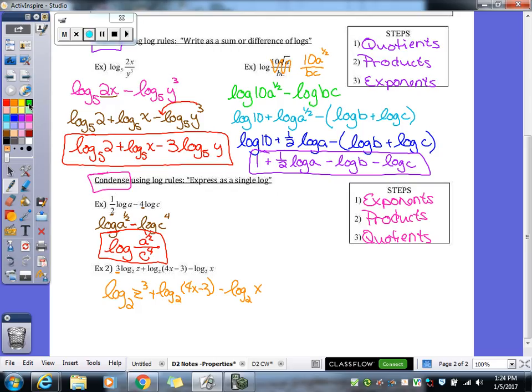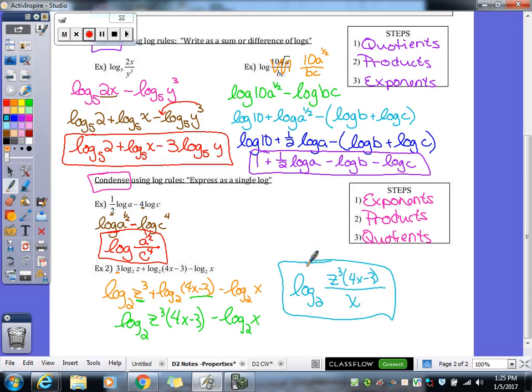So next we have our products, which would be my z to the third and my 4x minus 3, since their logs are added together. So log base 2 of z to the third, parentheses 4x minus 3, minus my log base 2 of x. And then the last step would be our quotient. So I have log base 2 of z to the third times 4x minus 3, all over x. That's our final answer there.